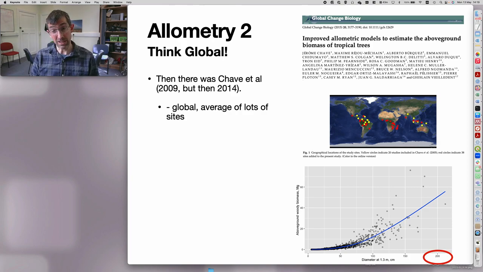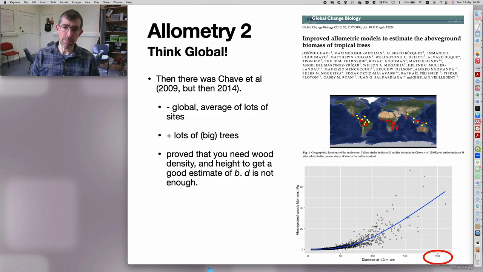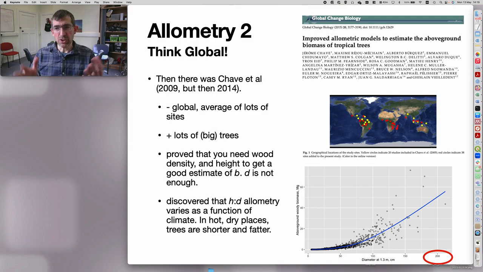But of course, if you look at that map, you might think, what have the trees that came from these sites got to do with my site in Kenya or wherever you're working? And that's the problem. You've got lots of big trees, but you don't know how relevant they are to the system that you're studying. However, Jérôme made two bits of progress in this that get over that issue somewhat.